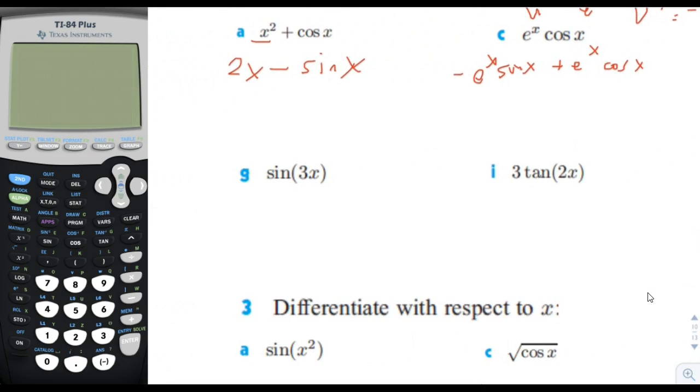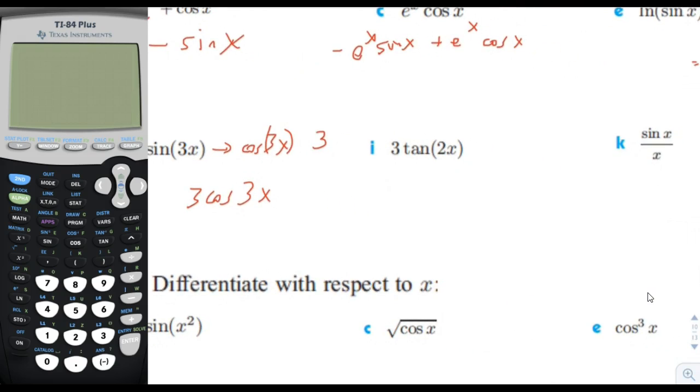Sine 3x. The derivative of sine 3x is a function inside of a function, so we take a derivative of the outside function, which would be cosine of 3x, and then we multiply times the inside function, 3x, the derivative is 3, so the answer is 3 cosine of 3x.